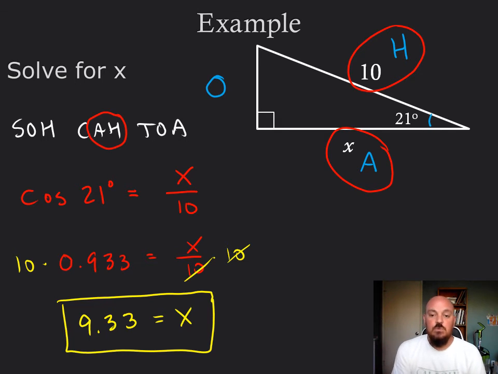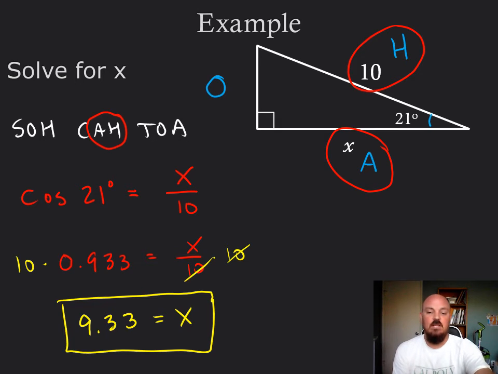So that's how these problems work with SOHCAHTOA. You have to look at the picture and figure out which trig function you want to use, sine, cosine, or tangent. Then you have to set up an equation, and then you actually have to solve the equation. So there's a few steps here.